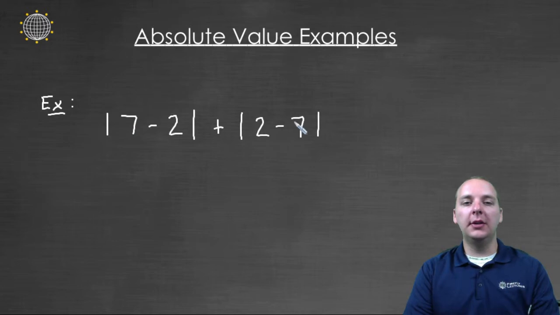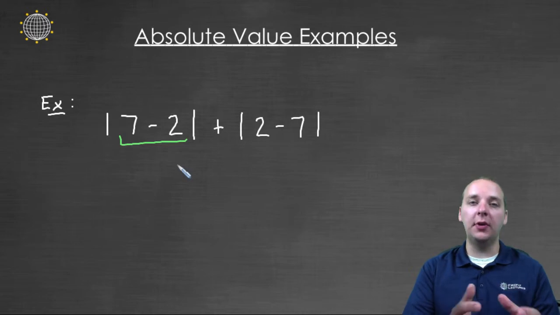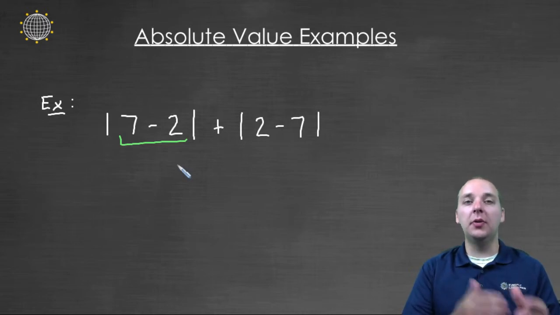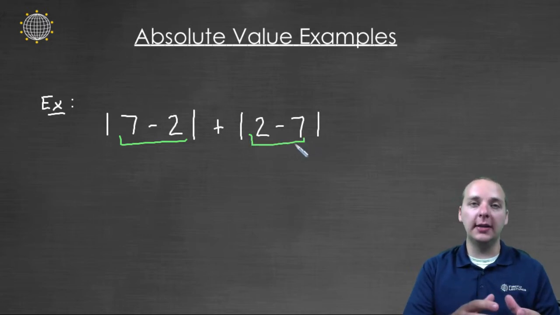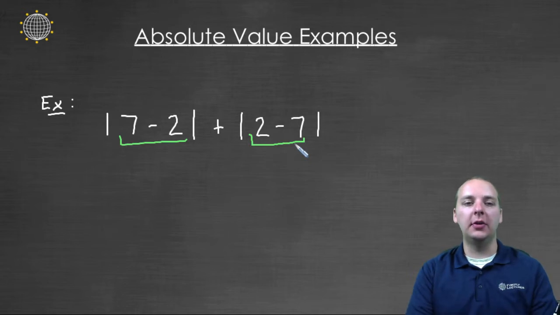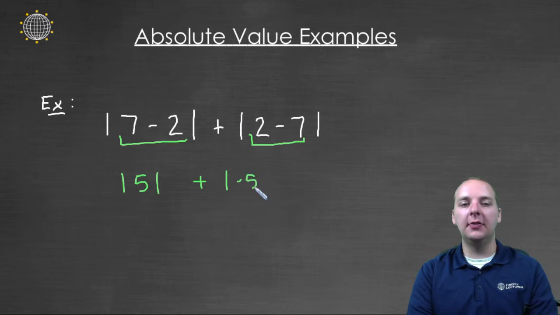So let's see if we can figure out what these two absolute value terms are, and then we'll add those quantities together. So when we have the absolute value of 7 minus 2, that's not saying the absolute value of 7 minus the absolute value of 2. We actually have to figure out what 7 minus 2 is first, and then we'll take the absolute value of that quantity. And then the same thing for 2 minus 7. We would need to evaluate 2 minus 7 and then take its absolute value. So let's do that. 7 minus 2 is 5, so we'd have the absolute value of 5 plus the absolute value of 2 minus 7, which is negative 5.